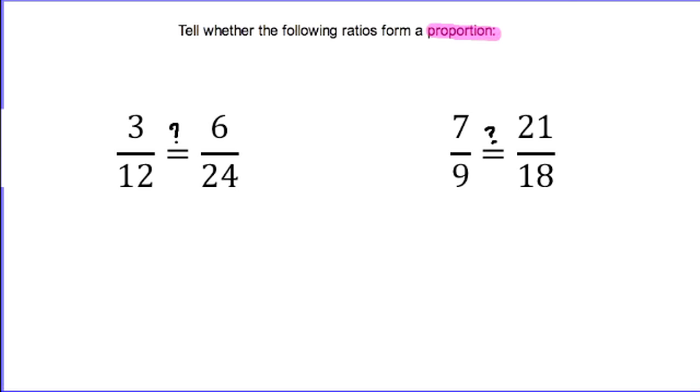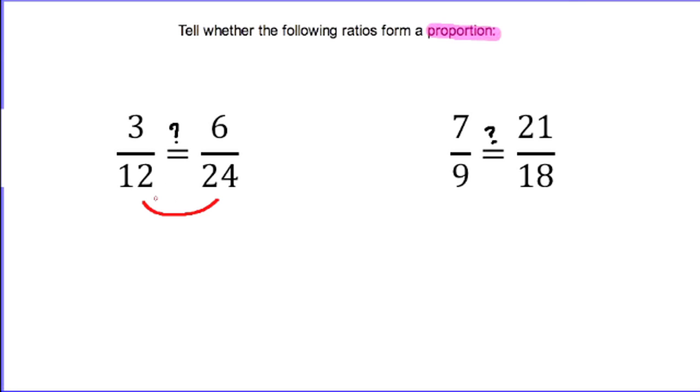To do that, we're going to first take a look at this example: 3 to 12 is equal to 6 to 24. We're going to decide if those in fact form a proportion. The first way we can do this is to look for what I'm going to call the pattern between ratios. If I look at the 12 and the 24, is there a pattern between those two numbers?